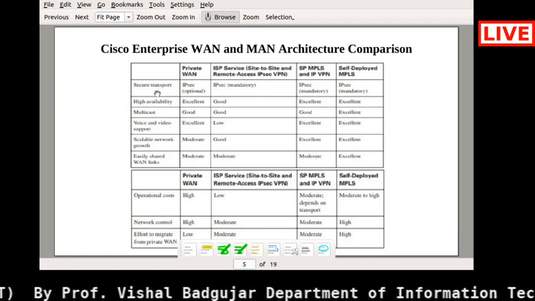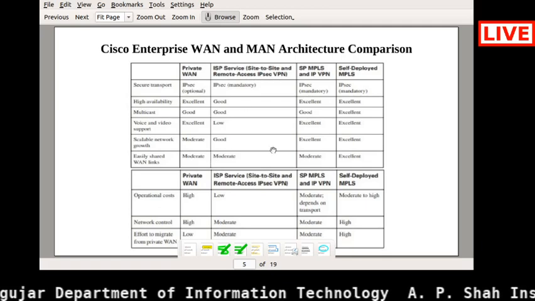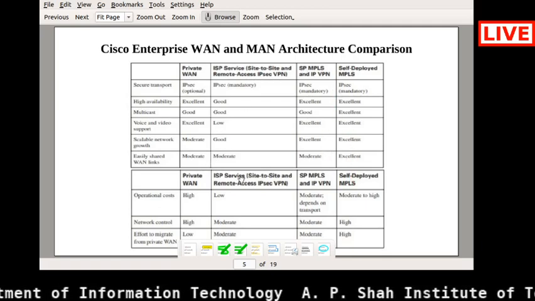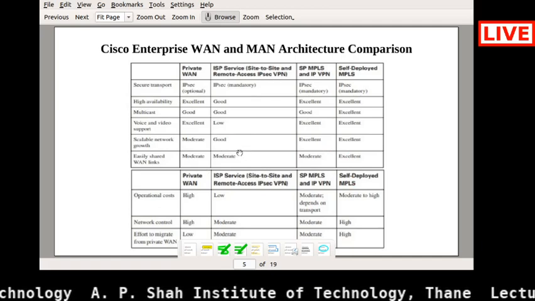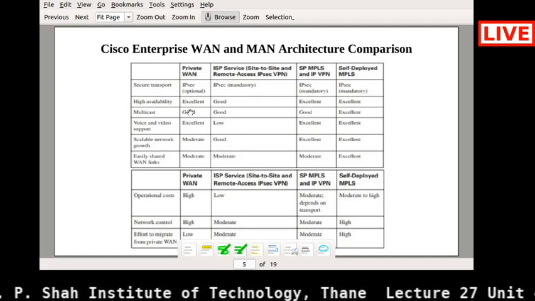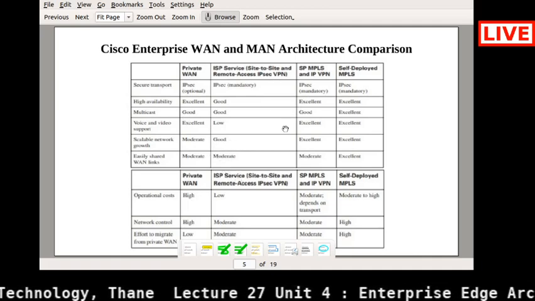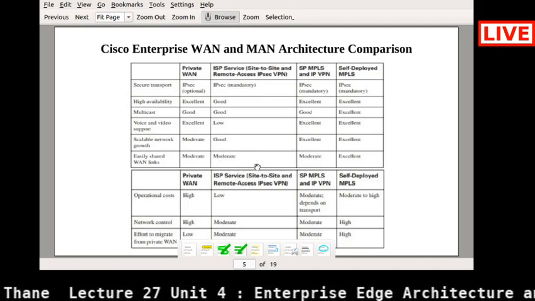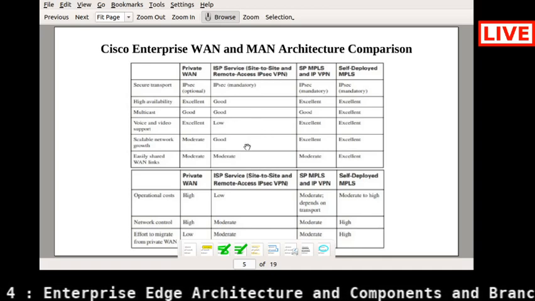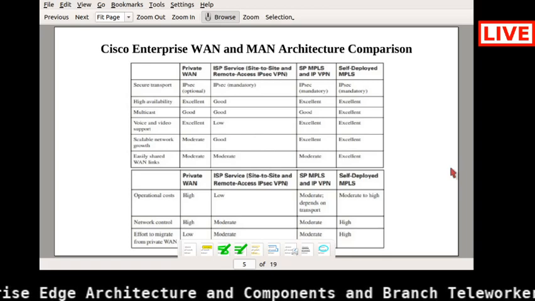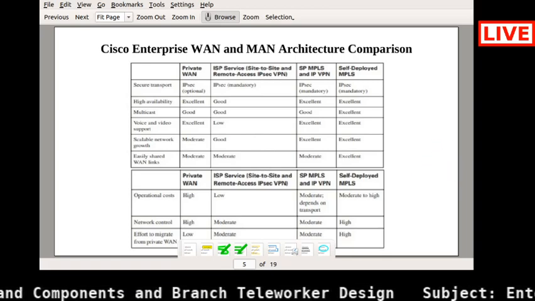So depending upon the considerations I have listed here, if you go through the technologies one by one, you will understand which is good for your organization and will satisfy the aim and goal of your organization. Depending upon that, you need to select one of them for your MAN or WAN design. You need to take care of these things while designing the MAN and WAN.